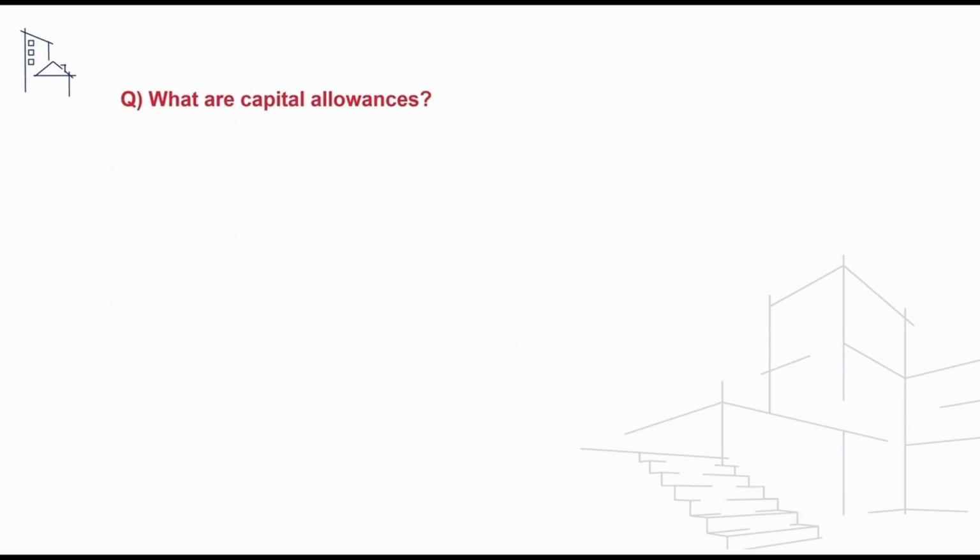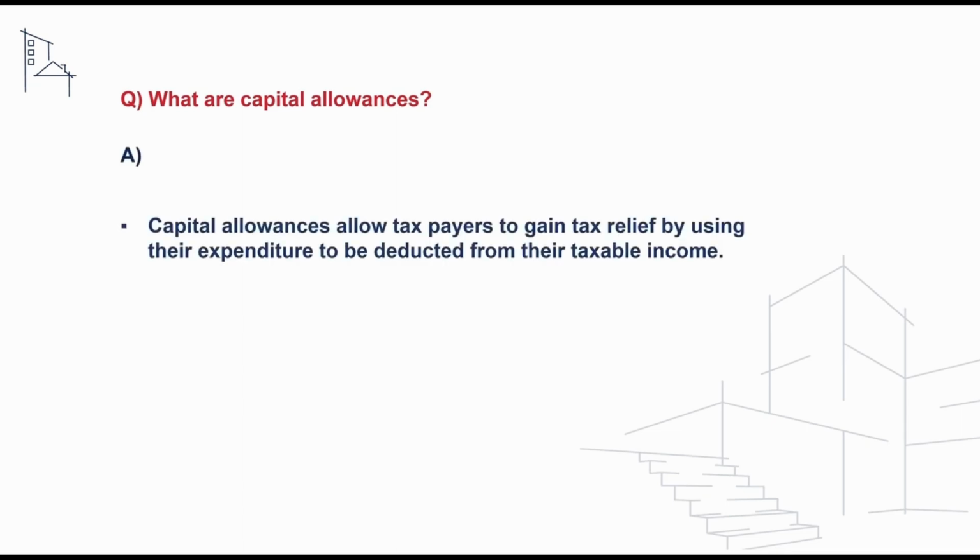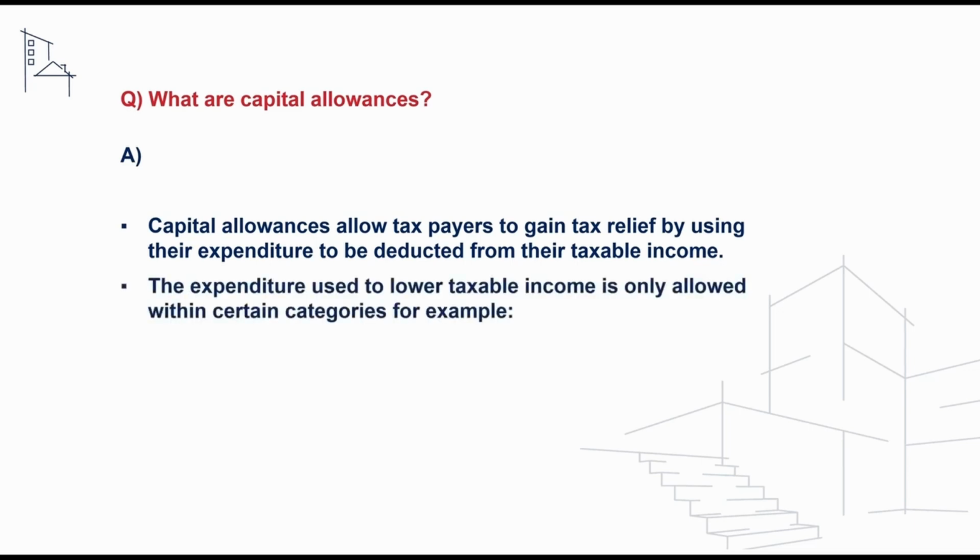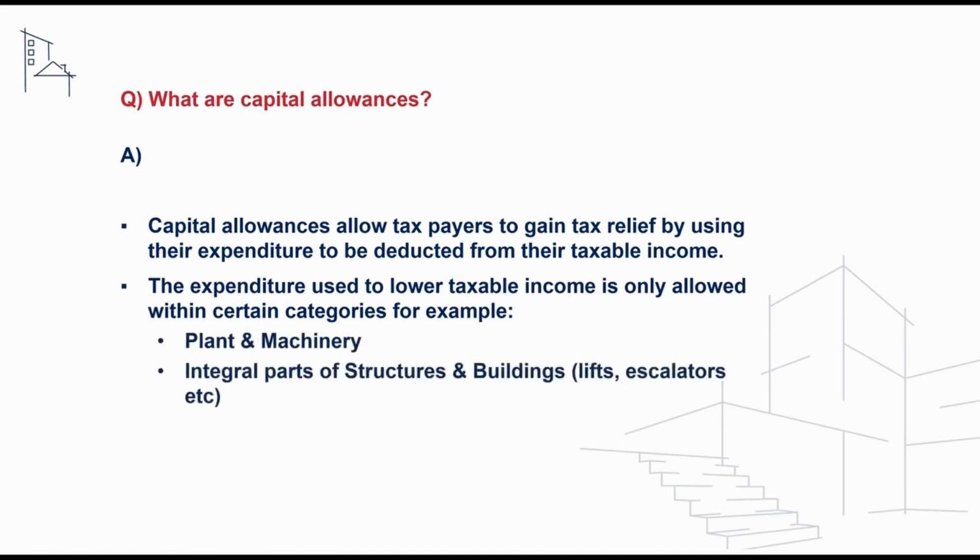The next question we'll take a look at is what are capital allowances? And to address this, we can say that capital allowances allow taxpayers to gain tax relief by using their expenditure to be deducted from their taxable income. But we should note that the expenditure used to lower taxable income is only allowed within certain categories of costs. For example, plant and machinery, integral parts of structures and buildings, for example lifts and escalators, research and development costs, and the cost of obtaining any patents.